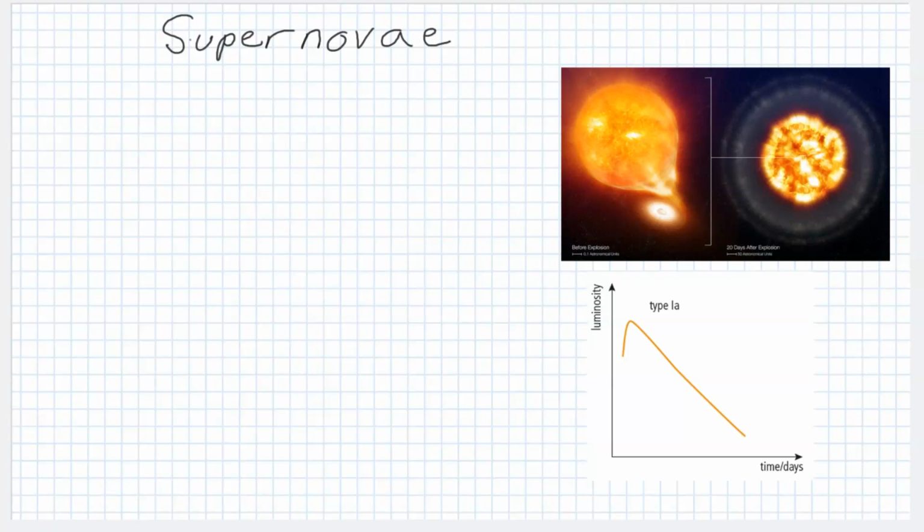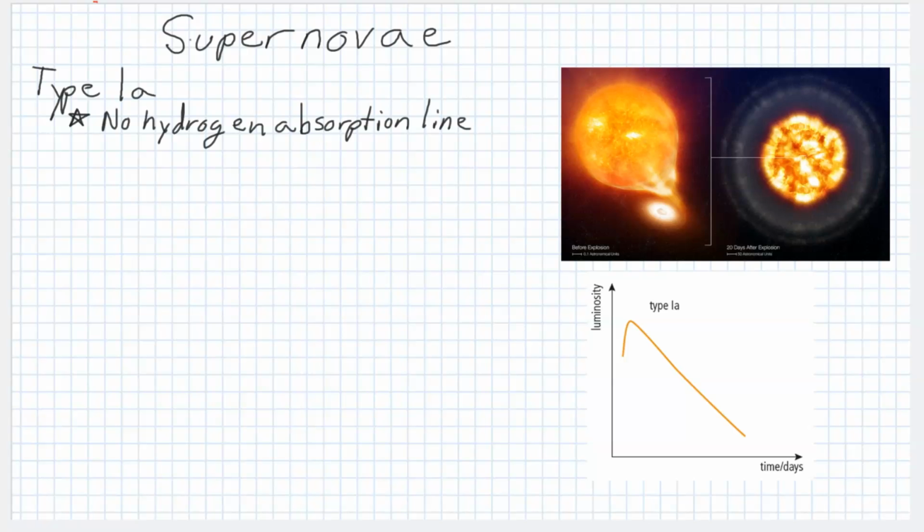This video is going to be about Type 1 and Type 2 supernovae. We'll start out by describing Type 1a supernova. One thing that distinguishes a Type 1a supernova from other supernovas is the fact that it has no hydrogen absorption line. This is because Type 1a supernovas normally occur in old low-mass stars which have consumed all of their hydrogen.